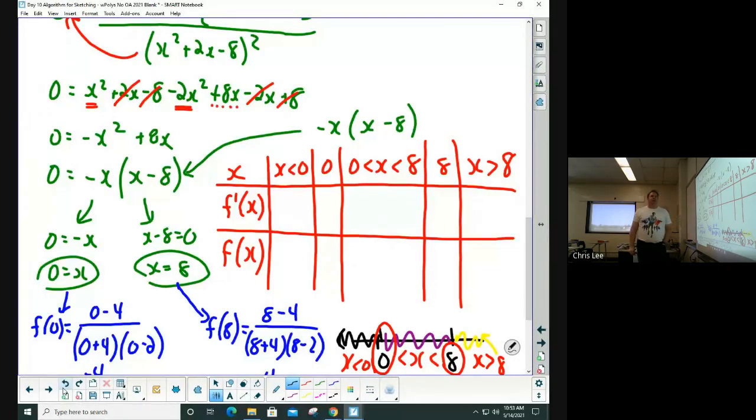First number is something less than 0. I'm going to choose -1. If I put -1 in here, it's negative negative, so putting a -1 in there actually turns it positive. -1 minus 8 is going to be negative, which means I'll have a positive times a negative, which is going to be negative. So this graph is going to go down at the first part.